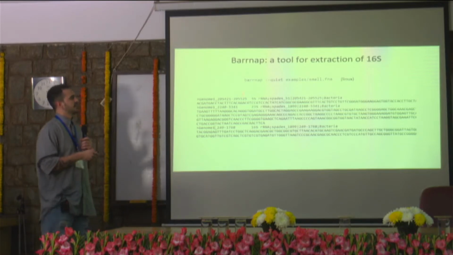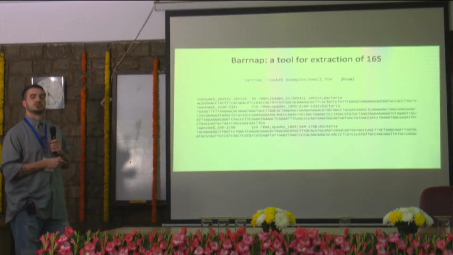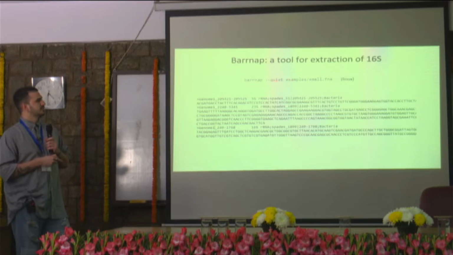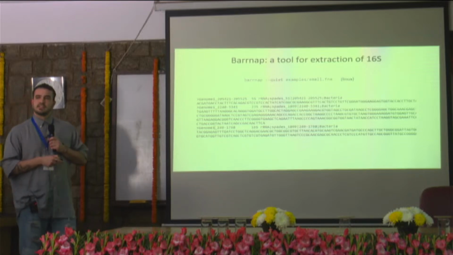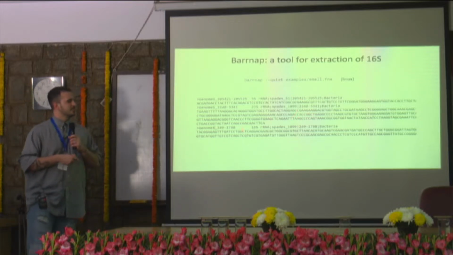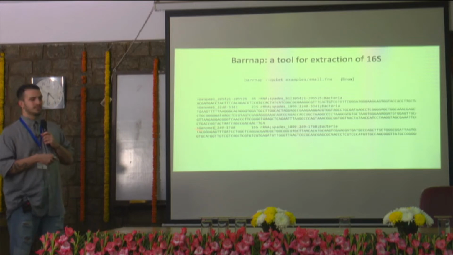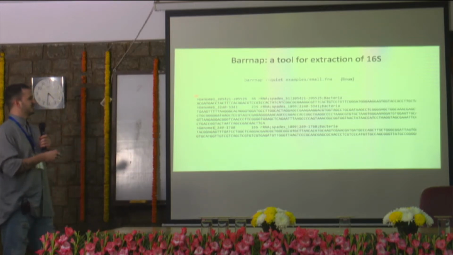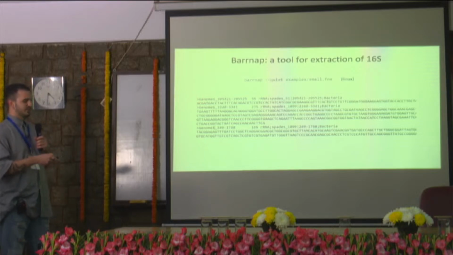With this tool, Barrnap, and here you can see an example of how to run it on a Linux server, with your assembly you can run just this command: barrnap --quiet, so it keeps quiet and fast, and your assembly. And then the output that you will get is like this. Can anyone tell me what this output is? A FASTA file, really good, because we have our arrows and our sequences.